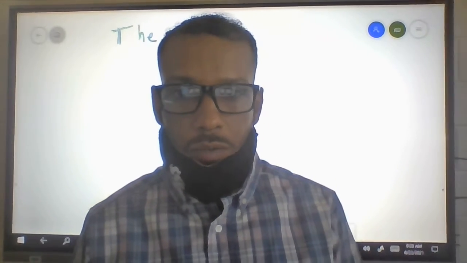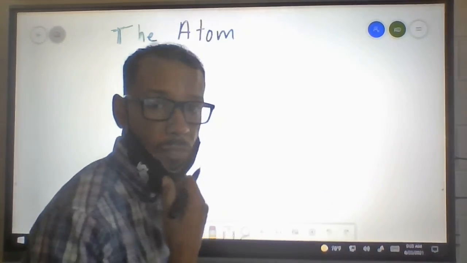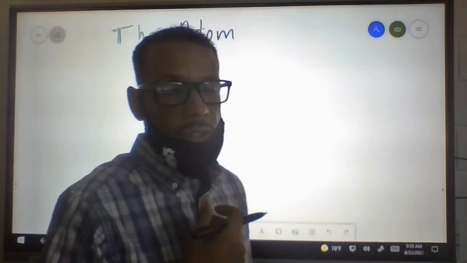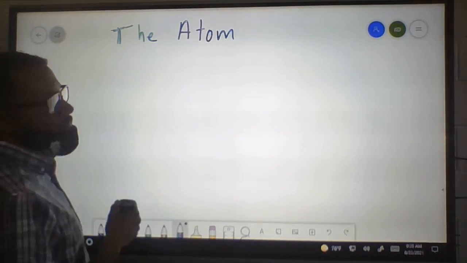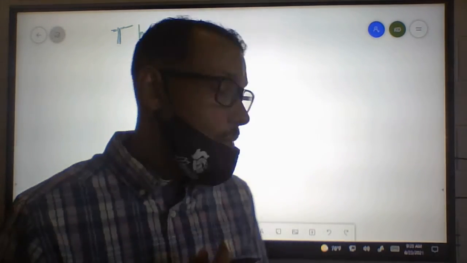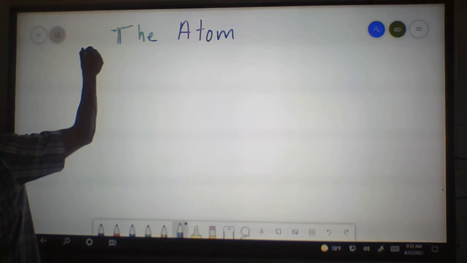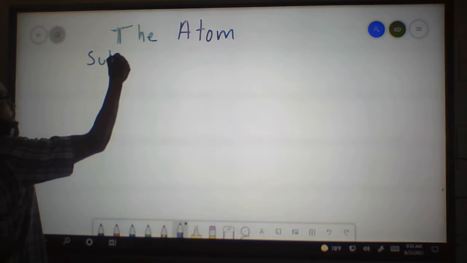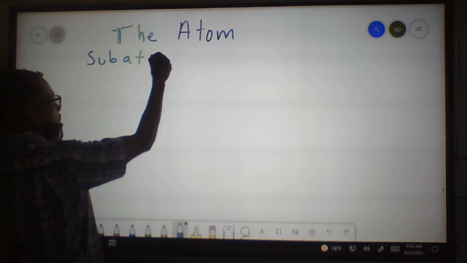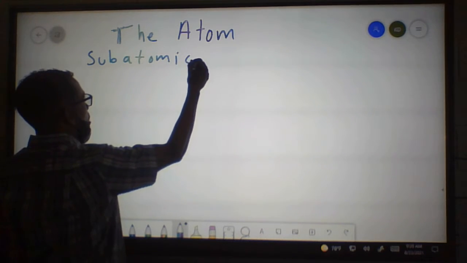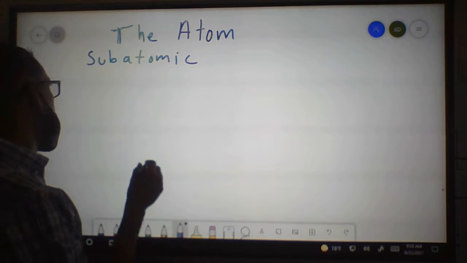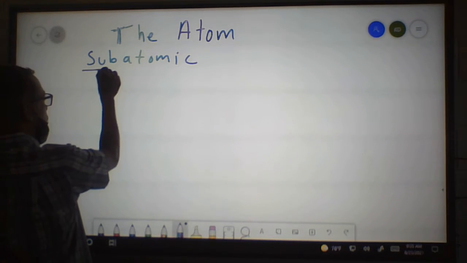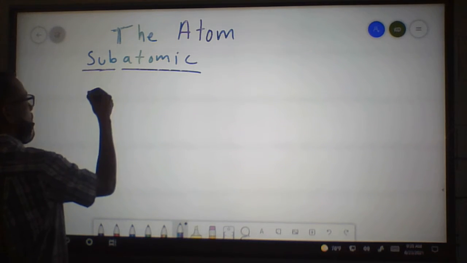All right, so we have the atom. In the atom, we have several different things. The first thing we look at is subatomic. If we look at two words, we have sub and atomic.